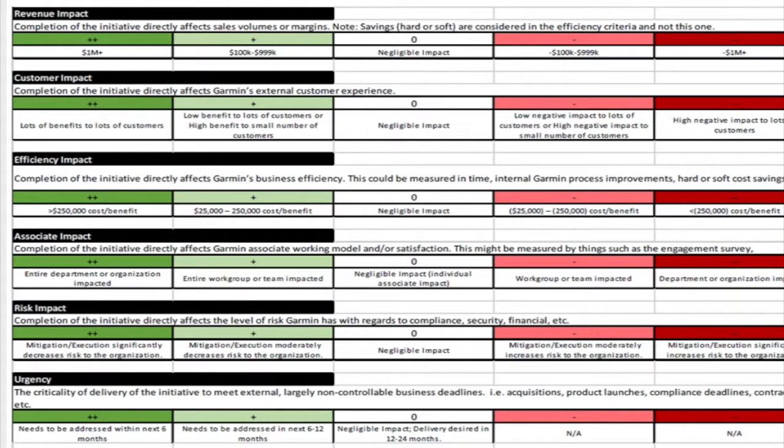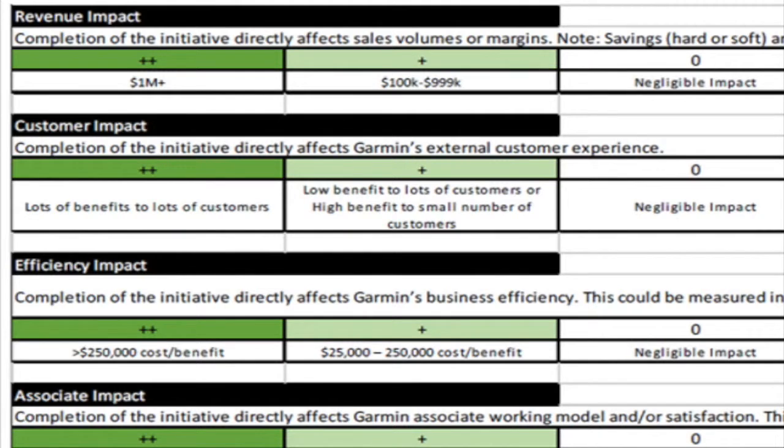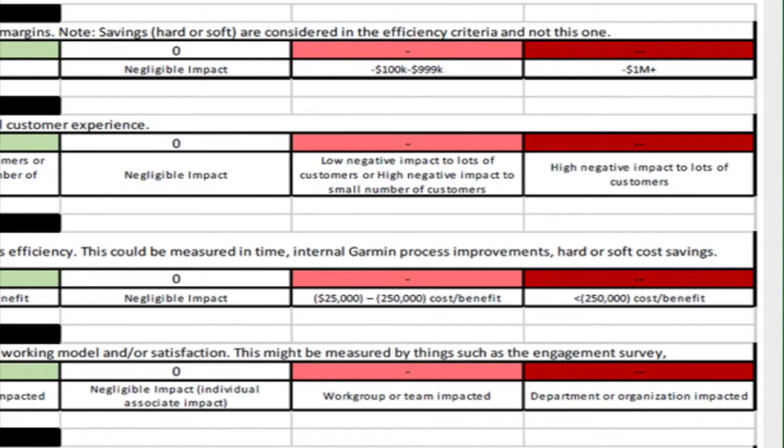So for example, if there's no impact, it's given a score of a 0. If there's some positive impact, it would be given a score of a plus, or if there's lots of positive impact, it would receive 2 pluses. Same goes for the negative impact. If there's little negative impact, it would receive 1 minus, and a lot would receive 2 minuses.